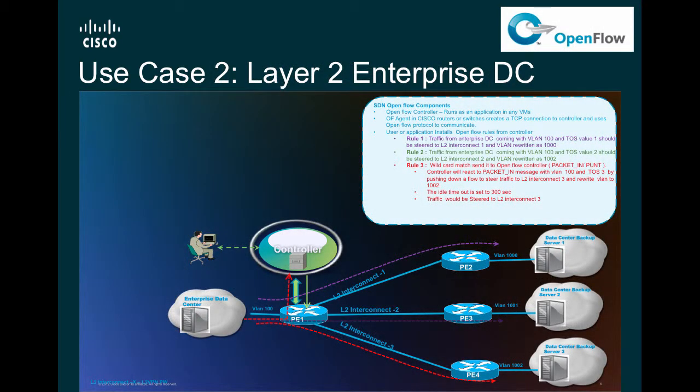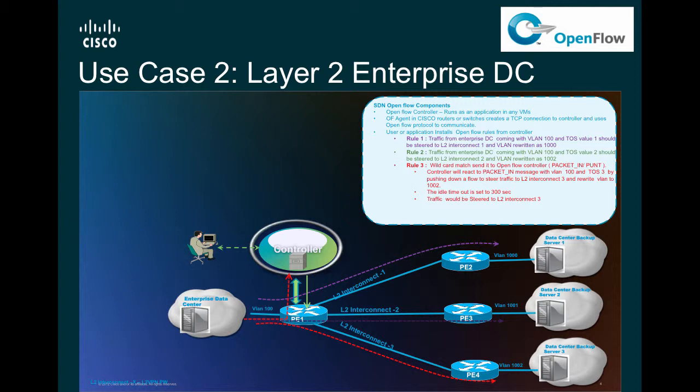Let's talk about the next use case. This is the layer 2 enterprise data center use case. Now the enterprise data center will need to perform data backup to multiple other backup sites based on the traffic flow. The main data center is in VLAN 100, and the backup sites are in VLAN 1000, 1001, and 1002. These sites are interconnected using layer 2 VPN. In this topology, if the customer wants to selectively determine the backup traffic destination, then he or she will need to send them in separate VLANs.